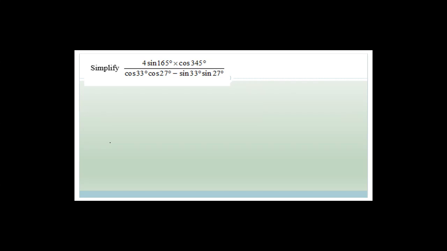Now it says simplify 4 sine 165 degrees multiply by cos 345, over cos 33 cos 27 minus sine 33 multiplied by sine 27. And I guarantee you that just above this, they said without the use of a calculator. So the first thing you need to draw when you're doing this is a cos diagram so you can get an idea of where you're at. This is 0, 90, 180, 270, and back to 360. You also may need your special triangles, but we'll worry about that in a minute.